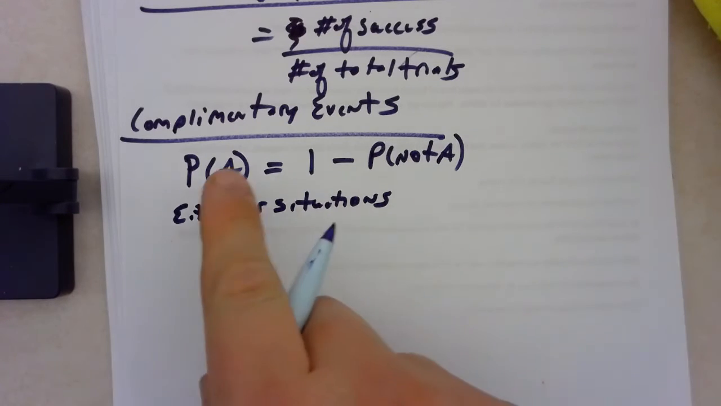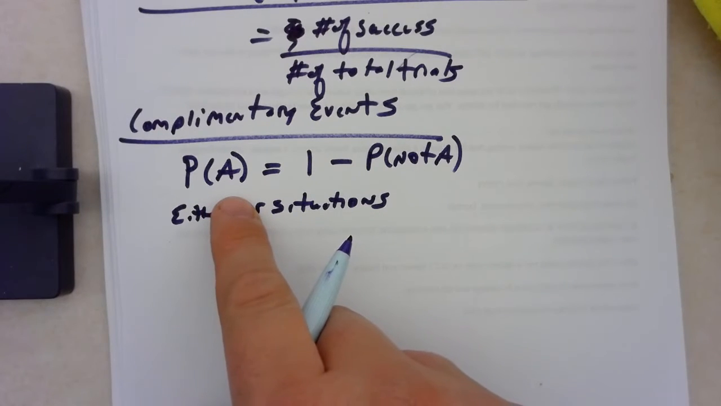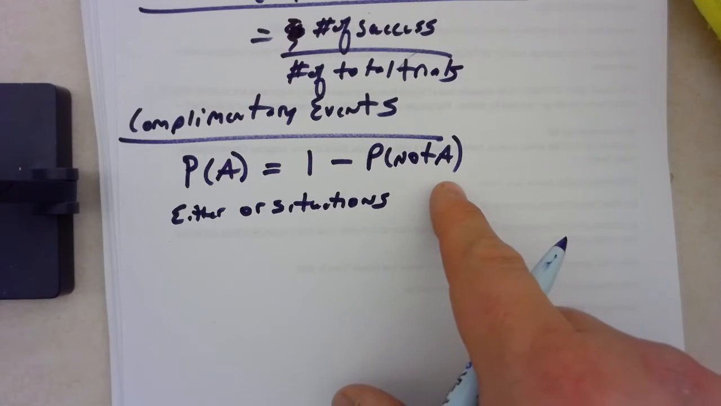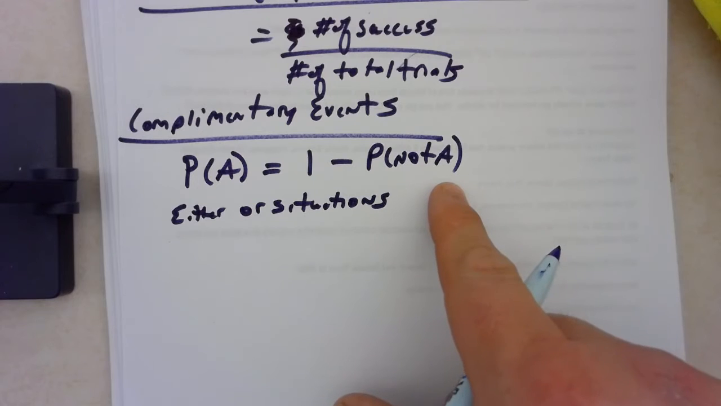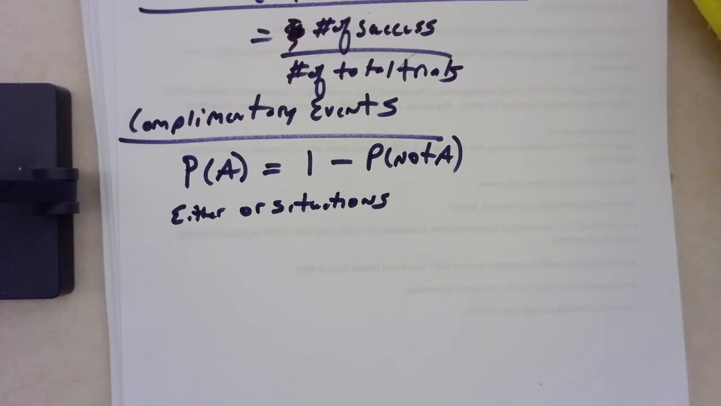Clean your room. If the probability you clean your room is 30%, what's the probability you don't clean your room? 70%. So notice they sum to 1.00. What's another example? When you flip a coin, you get... Good job.